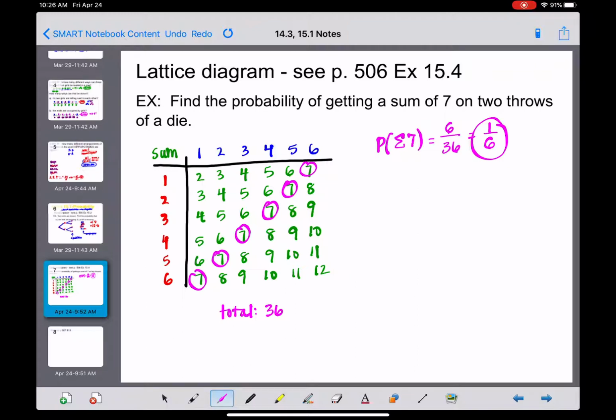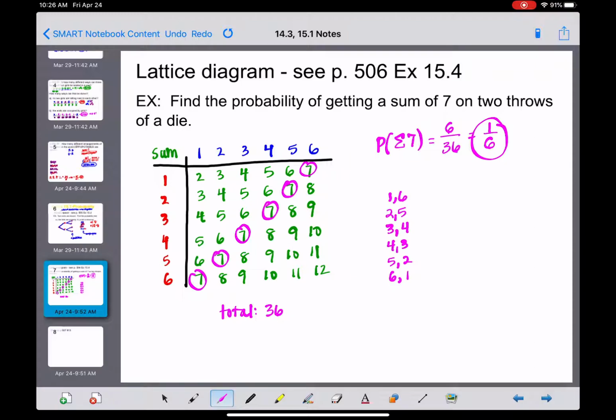So again, basically we're able to come up with this. We could come up with the sample space. So the sample space would be that we could get a 1 and a 6. We could get a 2 and a 5. We could get a 3 and a 4. We could get a 4 and a 3, a 4 on the first row, a 3 on the second, a 5 and a 2, or a 6 and a 1. So that would be our sample space. So again, the lattice diagram is just another way.